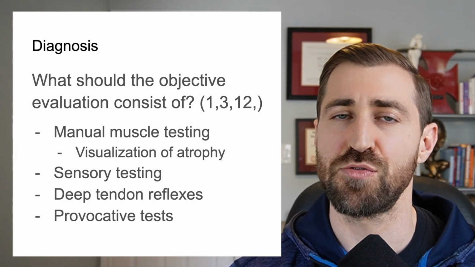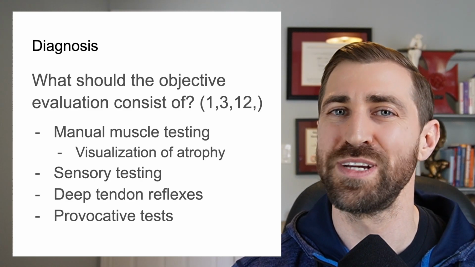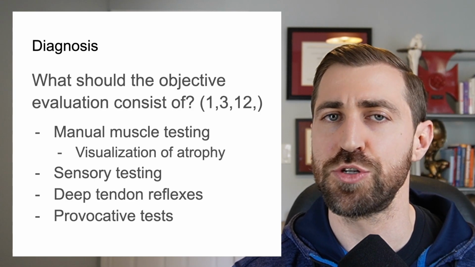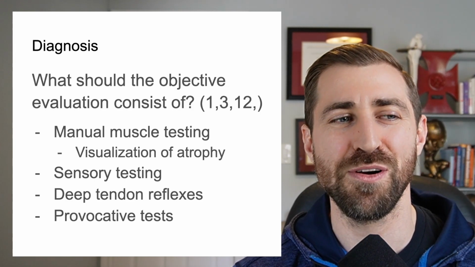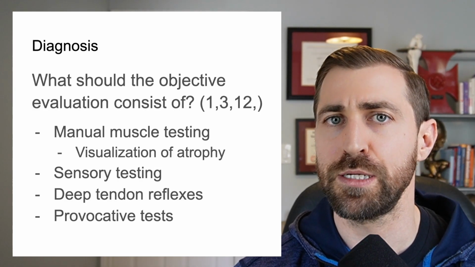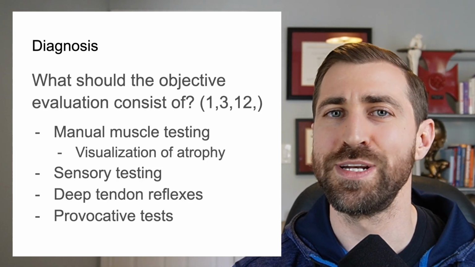We want to look at sensory testing to take a look at dermatomal issues, right? We also want to take a look at deep tendon reflexes using your trusty old reflex hammer. And lastly, provocative tests or special tests like a Sperling or an upper limb neural tension test. We're going to go in depth on all of these.